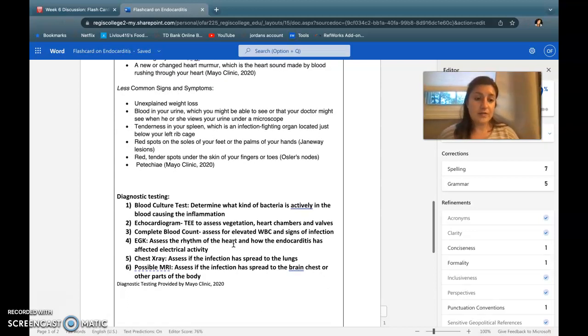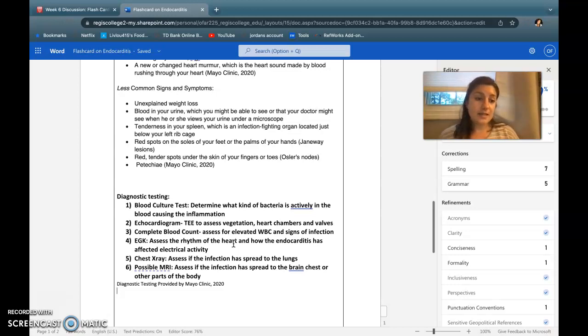And finally, diagnostic blood testing. Well, it really depends if you have infective endocarditis or non-infective endocarditis. However, infective endocarditis is far more common than non-infective endocarditis, so a blood culture test will determine what kind of bacteria is actively growing in the blood and thus causing inflammation and vegetation on the heart.